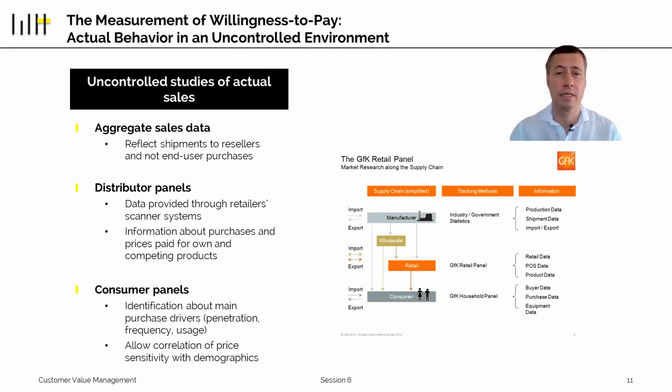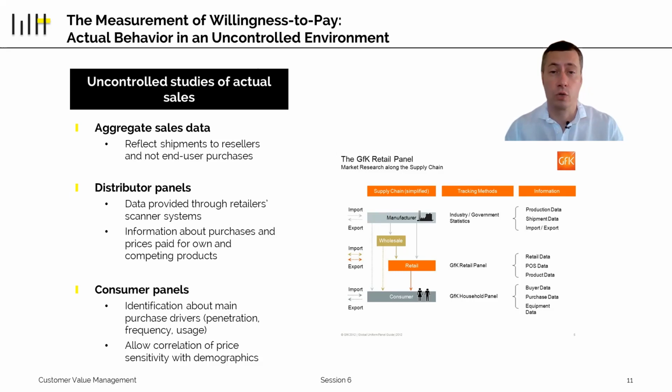Distributor panels are essentially a random selection of supermarkets in a country that more or less give a copy of every single checkout ticket to a market research company. So the data is provided through the retailer scanner system, which means through a distributor panel, you see precisely on a weekly or on a daily level how many cans of Coke have been sold at which given price. So it gives you information about purchases and price paid for your own products as well as for your competing products. And you can then use this data in order to make any kind of analysis you want to make.